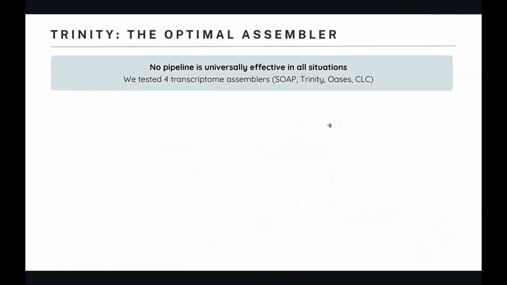So to identify the most suitable assembly for our dataset, we tested four assemblers: SOAP, Trinity, Oases, and CLC. Each assembler has strengths and limitations, confirming that no pipeline is universally effective across all situations.